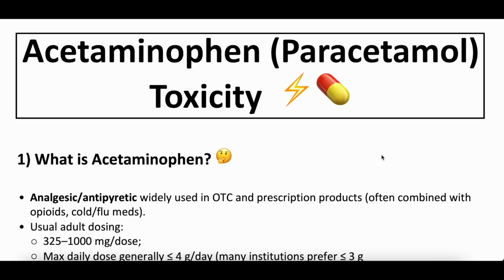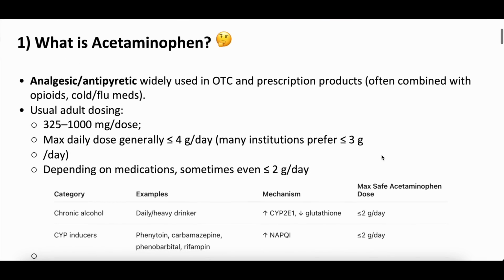Without further ado, acetaminophen toxicity. Starting with what acetaminophen is. The brand name in the States at least is Tylenol, but we'll be talking about the generic, which is acetaminophen. Acetaminophen is primarily an analgesic, for pain, or an antipyretic, for fever. So analgesic is pain, antipyretic is fever.